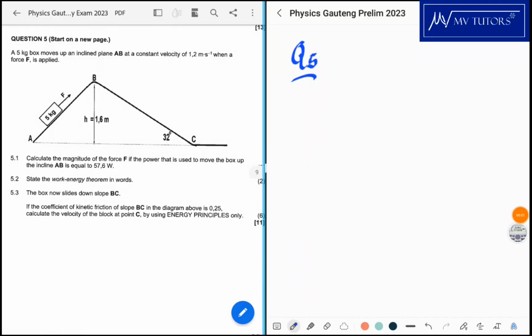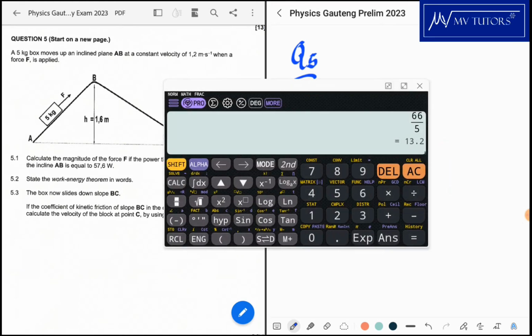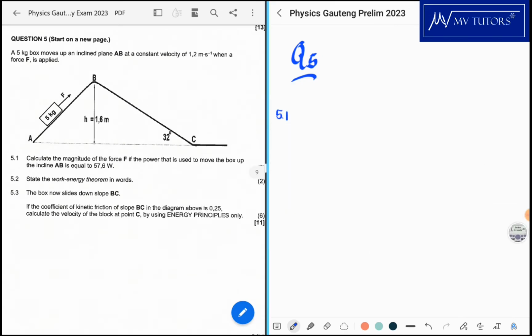Question 5. A 5 kilogram box moves up an inclined plane AB at a constant velocity of 1,2 meters per second. So constant velocity, no acceleration. When a force F is applied. Okay, so now we can see that on the sketch. 5.1 looks like it's going to be a short question, which is 11 marks. And 11 times 1.2 gives us 13 minutes. Okay, so roughly 13 minutes to do this question.